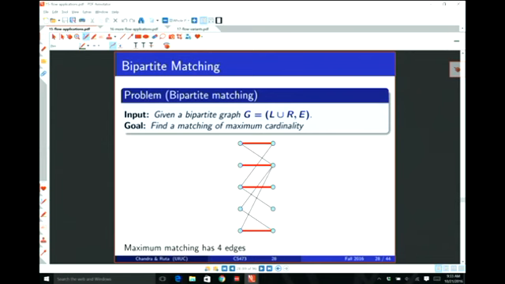So naturally then, what are the edges? The edges represent: can this job be done by this person, right? You only add edges from a job to a person if the person can do the job. So in that context, a matching is nothing but an assignment with the property that each job is assigned to only one person and each person gets only one job.